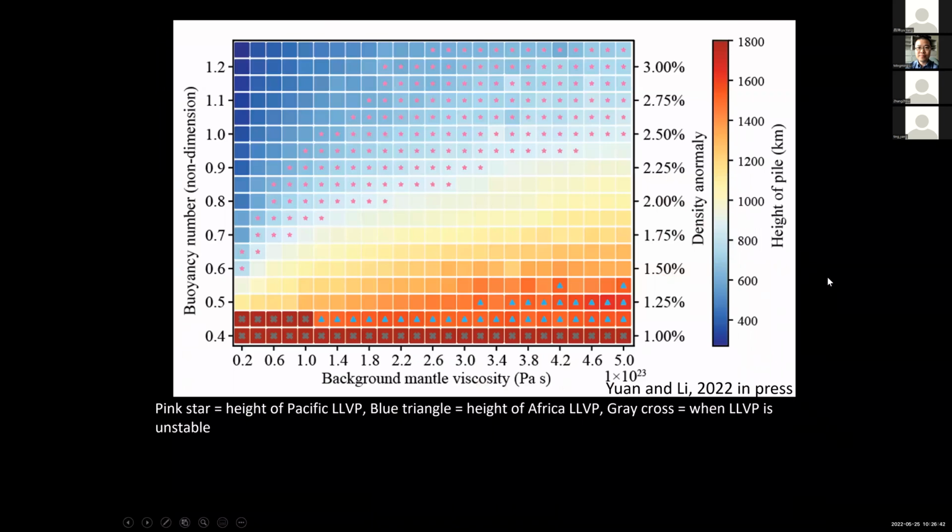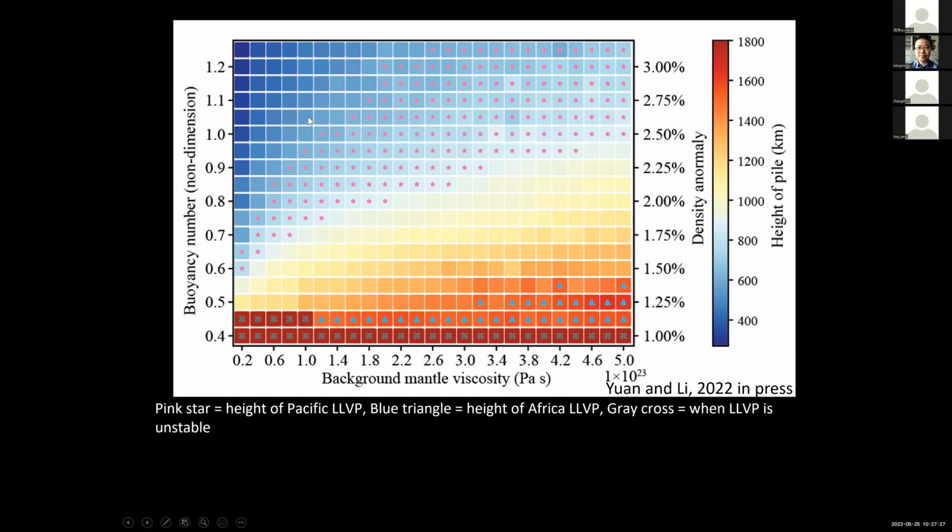And this slide summarizes all the results from all the models. So it is a little bit complex. Okay. So first of all, let me try to explain the meaning of these colors. The horizontal axis is the background mantle viscosity, okay? Each box in the horizontal direction represents a different background mantle viscosity, and the vertical axis shows the buoyancy number. You can translate buoyancy number to density anomaly, which is shown on the right vertical axis. Okay, there are lots of small cells or small boxes here.